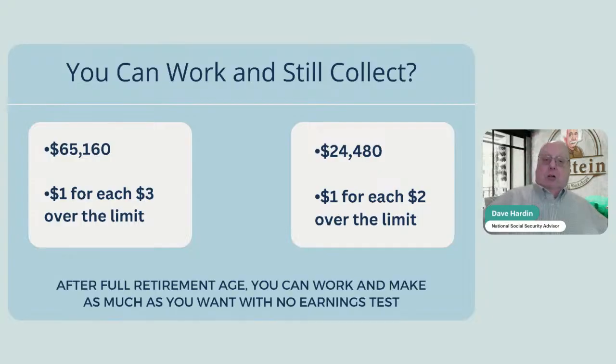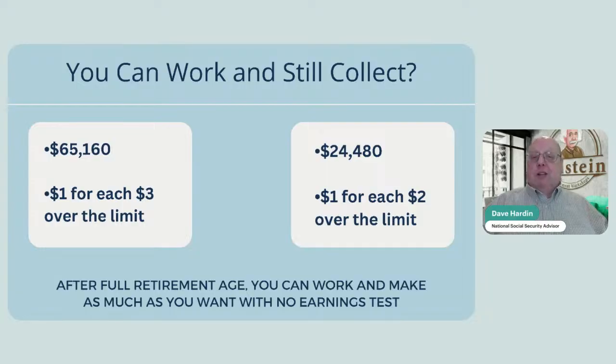In the year that you turn full retirement age, for many of you it's 66, for some of you or many of you it's 67. In the year that you turn 67, let's say, if you earn more than $65,160 after you start taking your Social Security. So if you're born in January or February or March, this might be important to you. If you're born in October, November, December, it probably isn't.